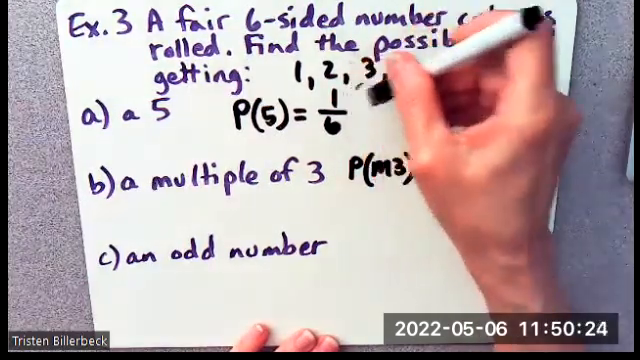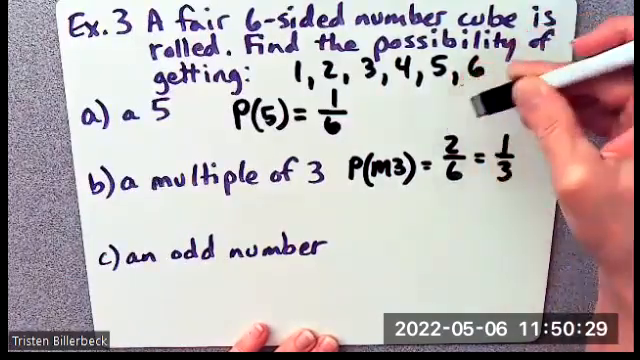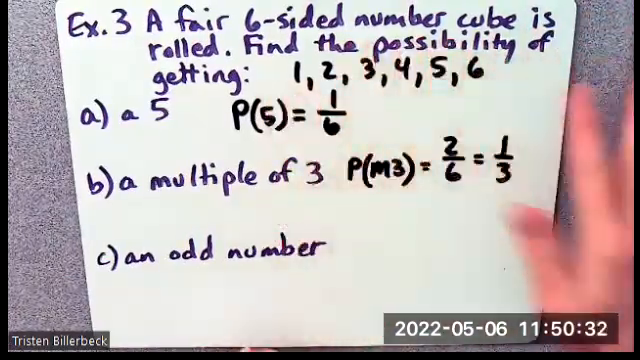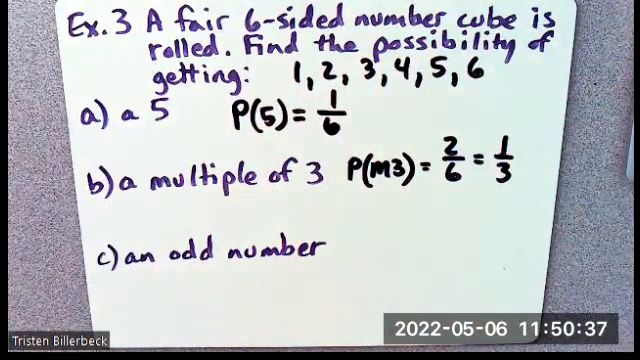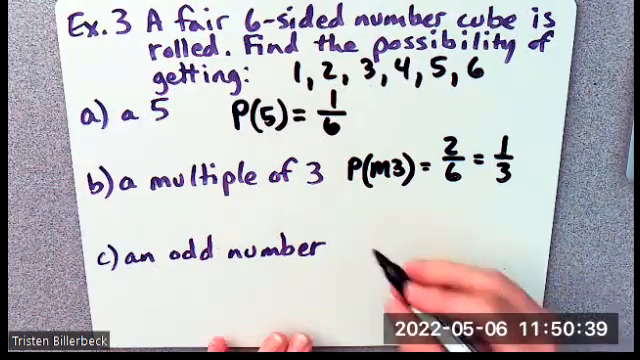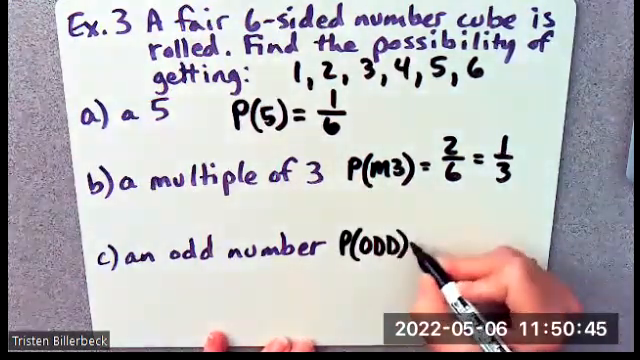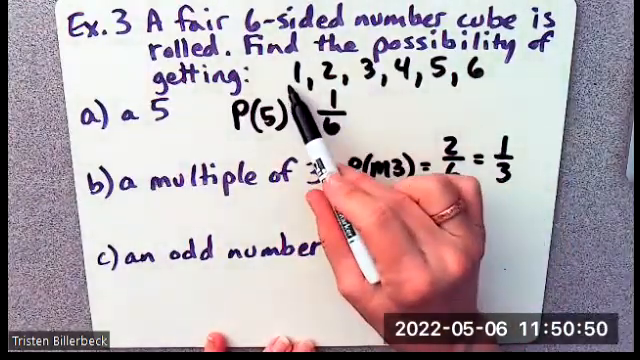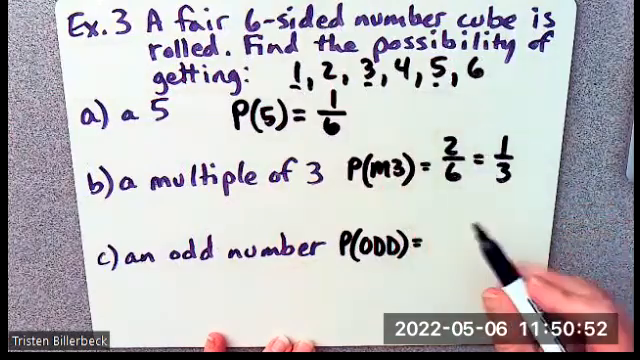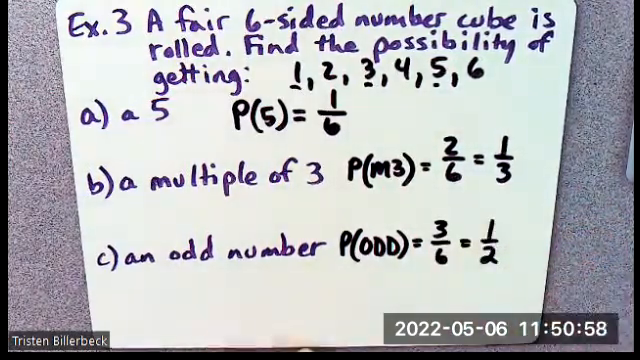All right. So it's good to write your sample space, which is what all your possibilities are. So it's good to write it down so you can visually look and see. So now we want the probability of an odd number. So we have 1, 2, 3. So we have 3 out of 6, which is 1/2. So that's the probability of rolling an odd number.